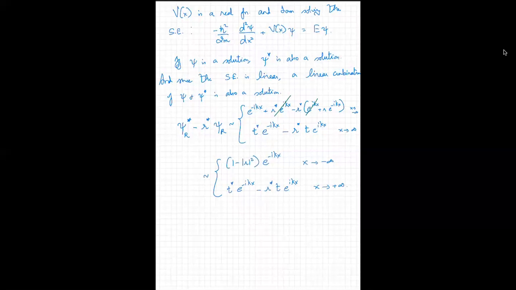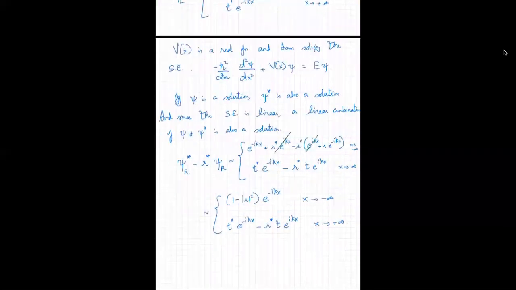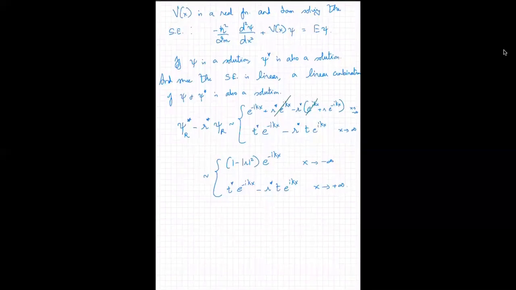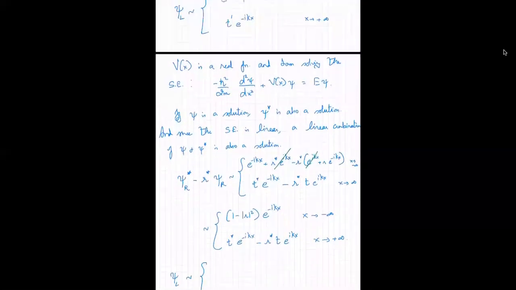Okay. So what have I done? Out of the solutions that I constructed for the scattering from the left, I constructed a particular linear combination. But if I look at this linear combination and I compare it to the scattering solution when I scatter things from the right, what does that look like? So I will again write this here.